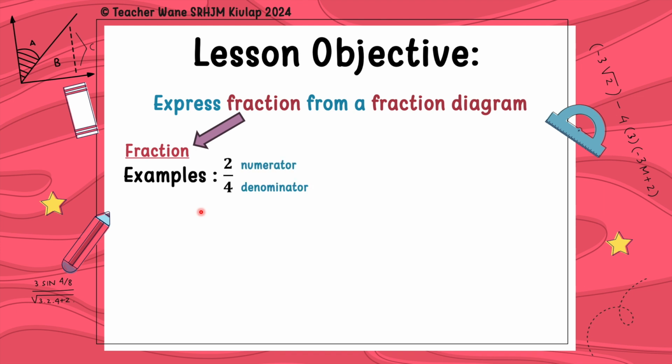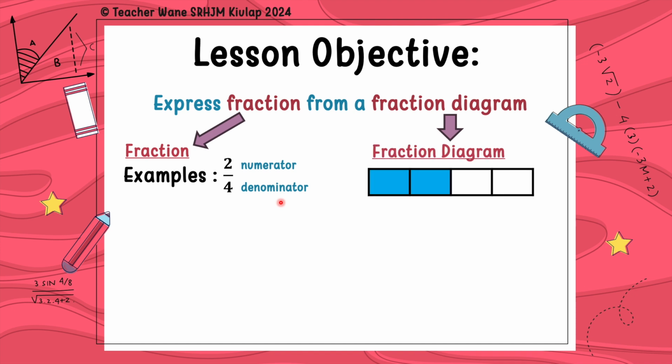Numerator and denominator. Here is one example of fraction where fraction has a numerator, which is the top part, and the denominator, which is at the bottom part. And then you must know how a fraction diagram looks like. So there are actually two examples of a fraction diagram. So here's one example using the rectangles, and then here is one example using the circle.